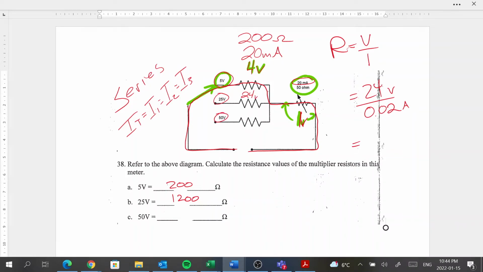We're going to do the same thing again below. This time we're going to subtract 1 from 50, so 49, divided by 0.02, which is going to give us 2450 ohms. And I made a mistake above. Oh no, that's right. So 2450. And that's how you go about that question there.